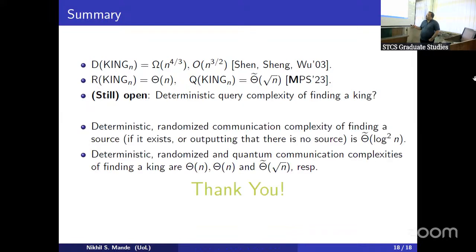Obviously the most interesting natural question is the first one: what is the query complexity of finding a king? And how does this lower bound work, the 4/3 and the 3/2? Maybe for the benefit of all, I'll quickly sketch the 3/2, because it's not very hard.